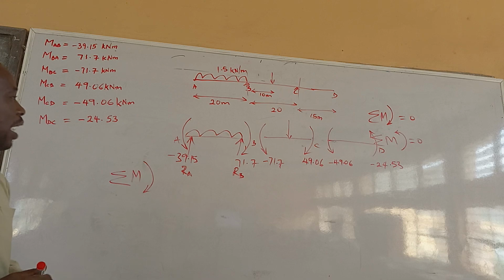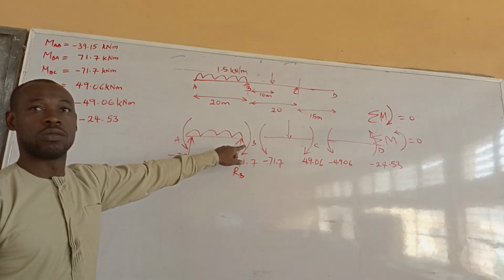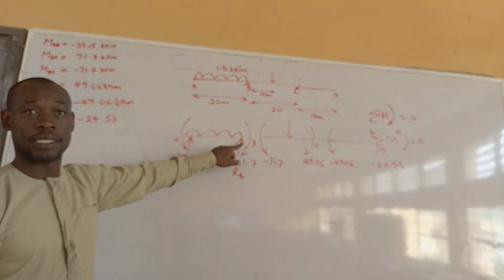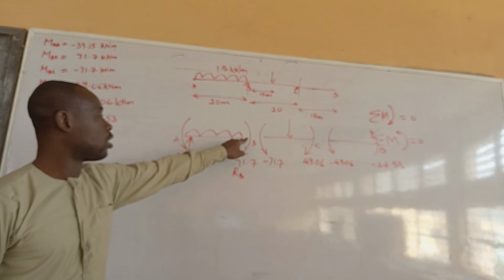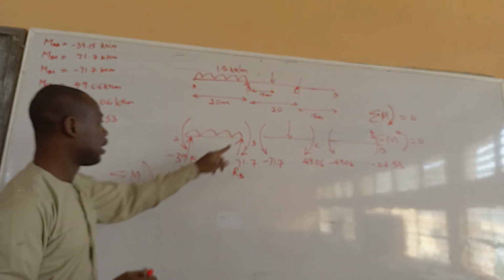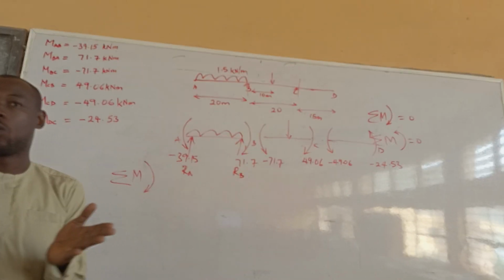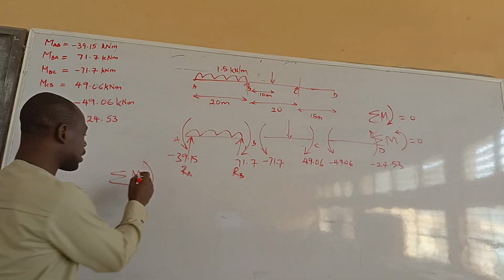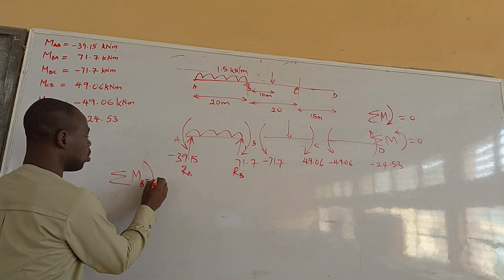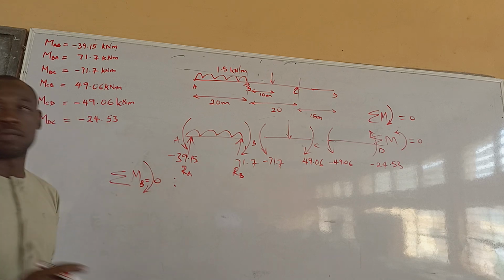If I want to get the reaction at this place, we take moment to this point. So if I take moment to this point B, who can tell me what equation I will have? Let me say summation of moments about point B is equal to 0. So what will I have? Can somebody tell me what I will have?